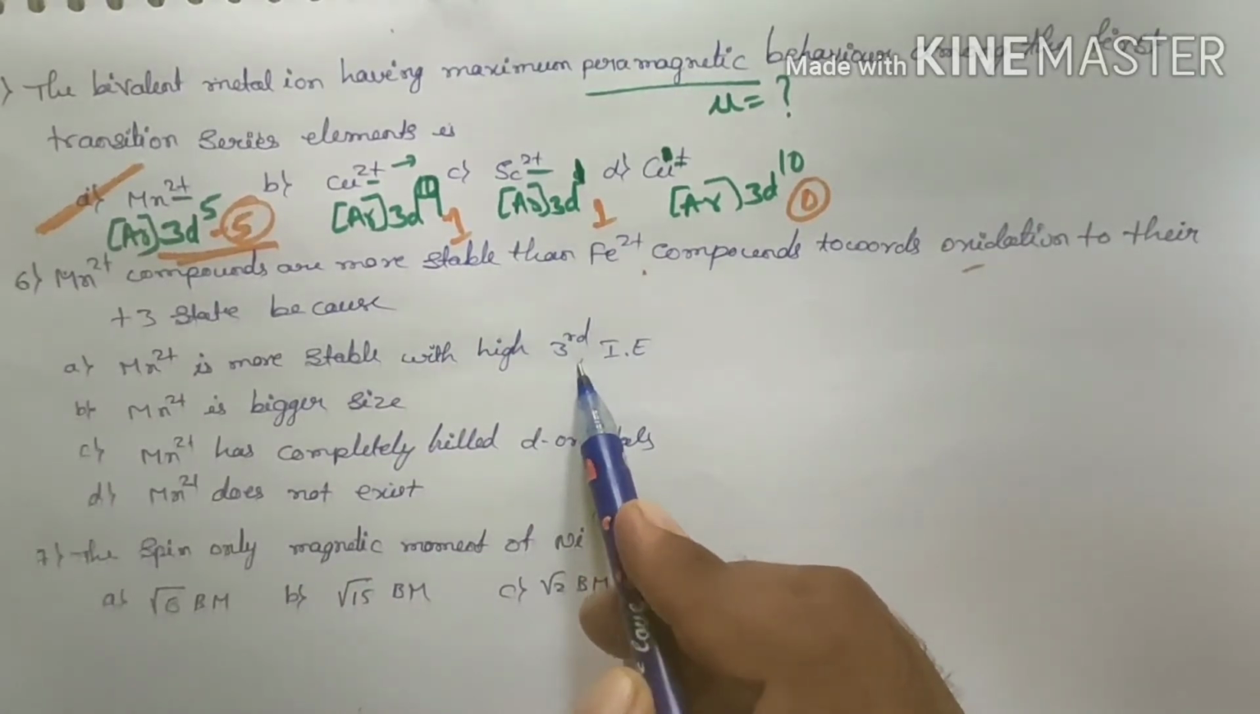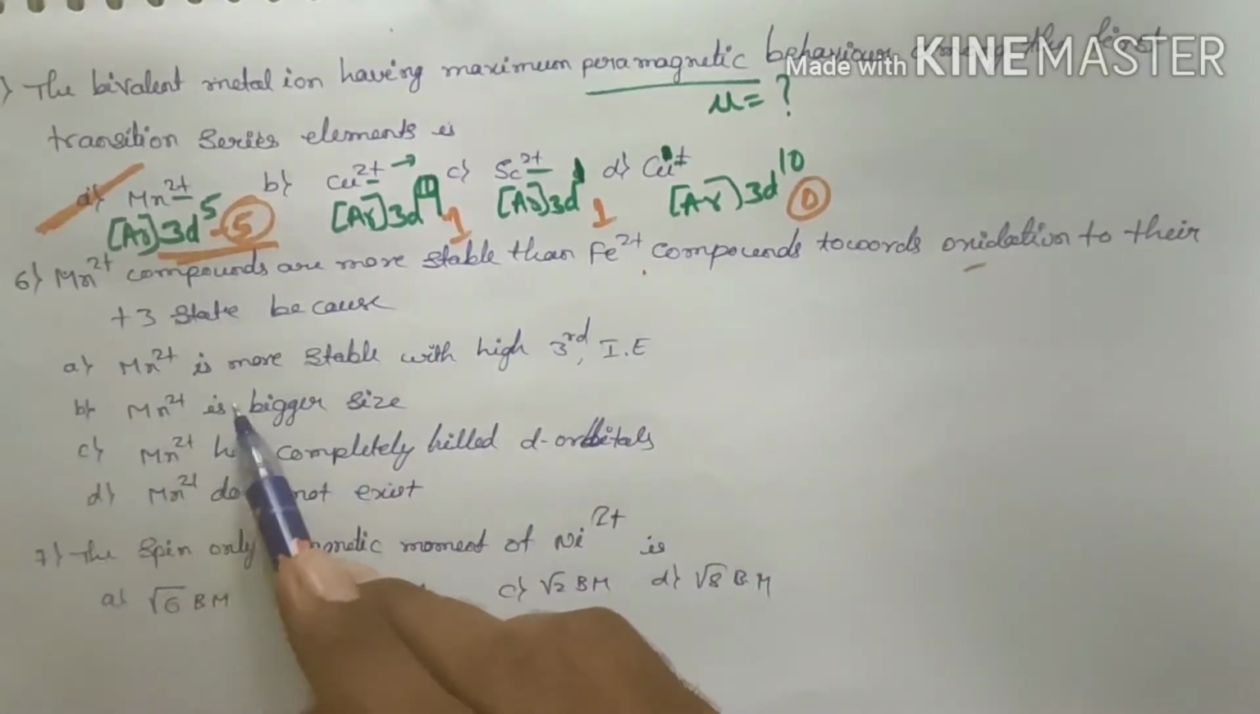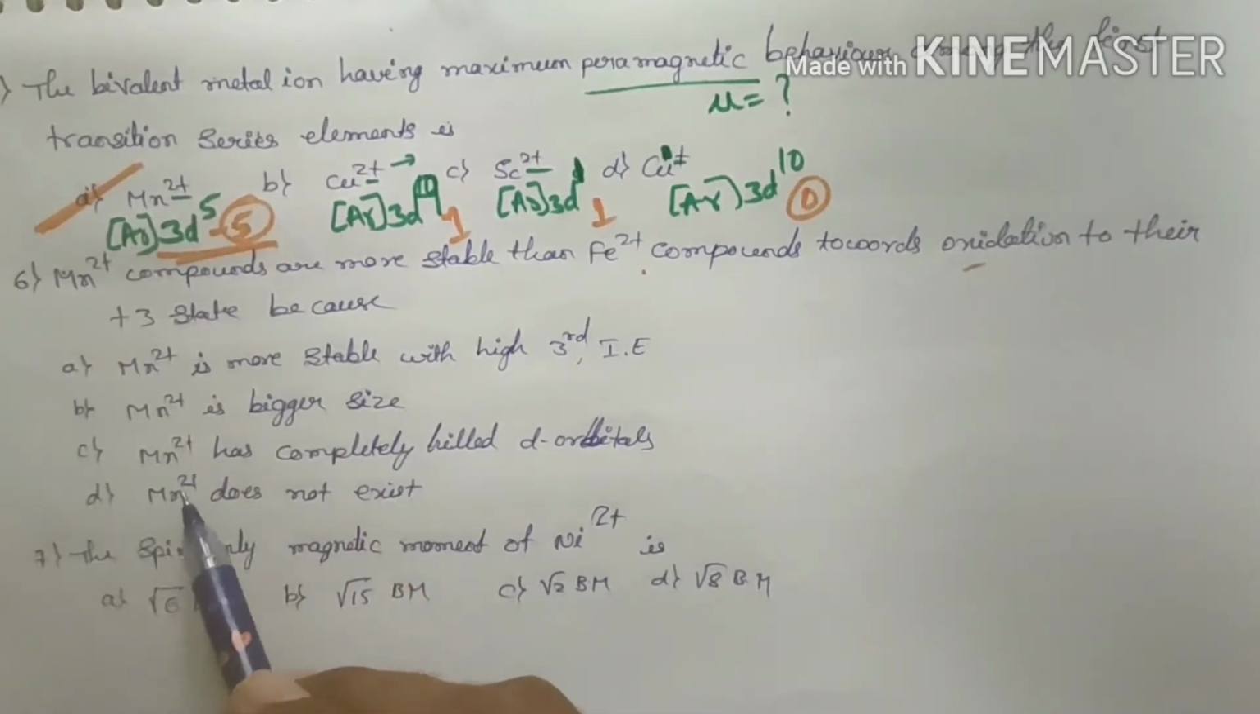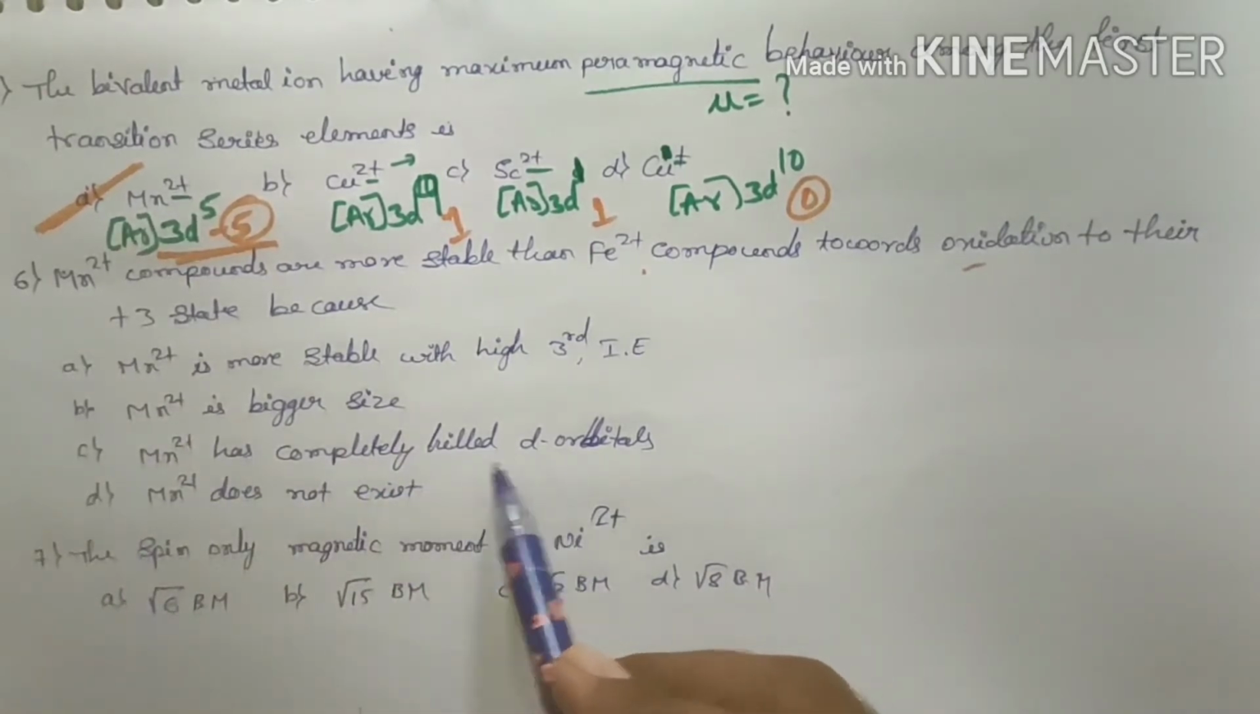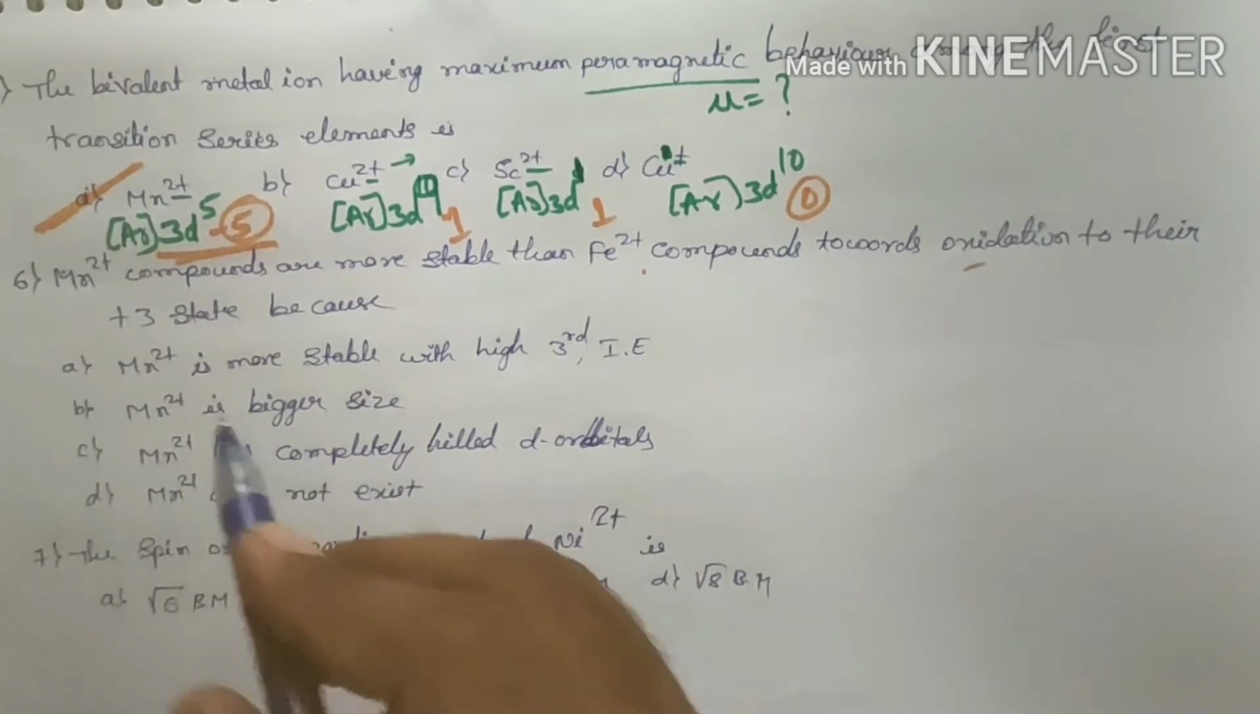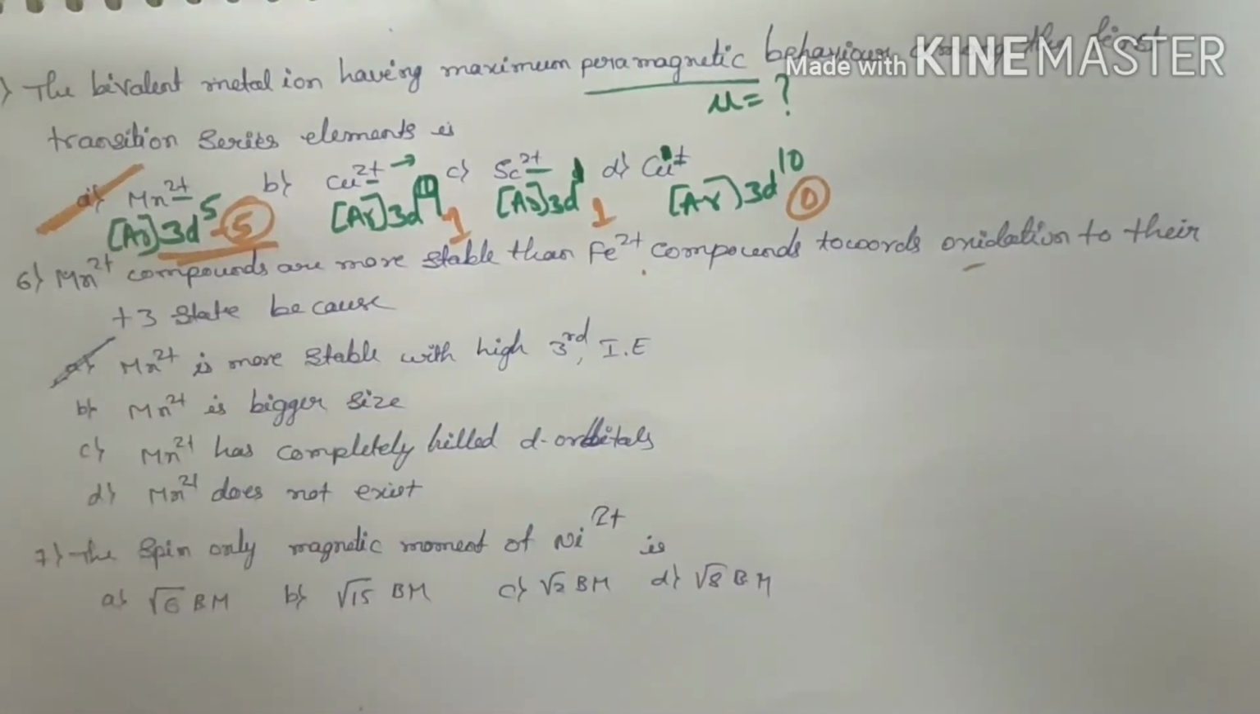Yes, correct, exactly. This is what, next, go for this. Mn2+ is bigger size. Mn2+ has capability to fill the d orbital. No, Mn2+ does not exist. Therefore this is the correct answer, dear student. Mn2+ is more stable with the high third ionization energy.